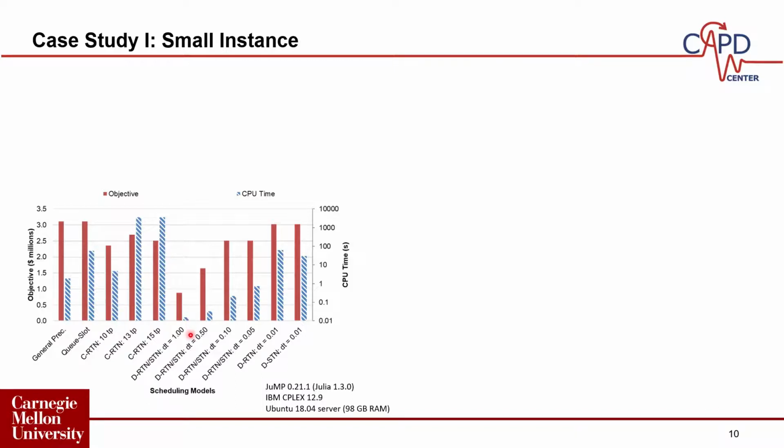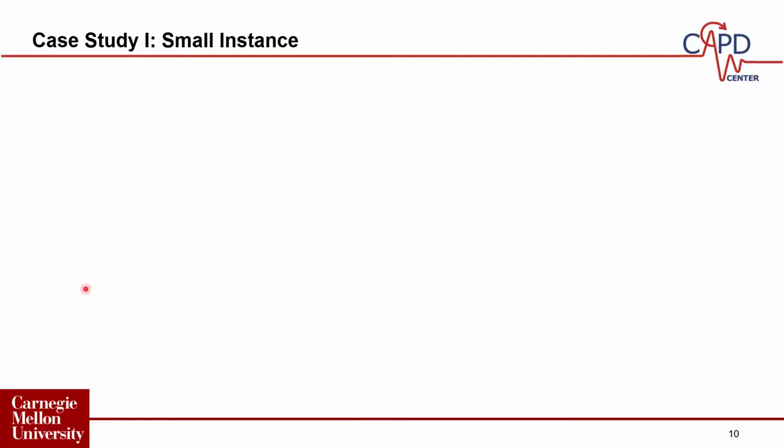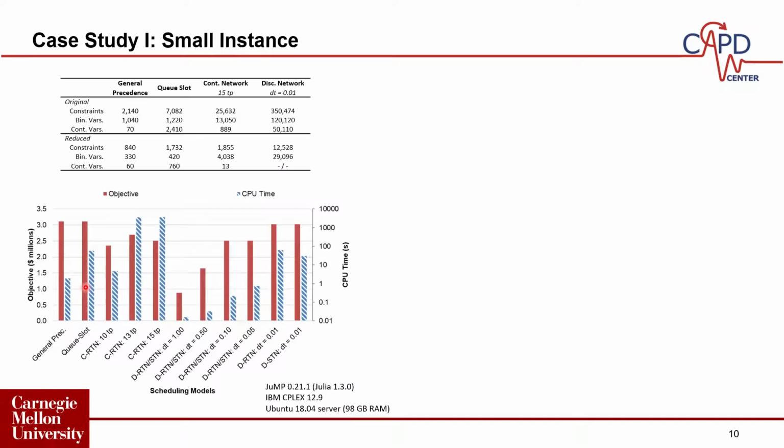And the discrete time models don't reach a good optimum at first when the discretization is coarse, but as you make the discretization finer, you get very close to the true optimum, with a slightly larger computational time than this general presence model. We can look at the different model sizes, so definitely the general presence model is smaller than the discrete network models.